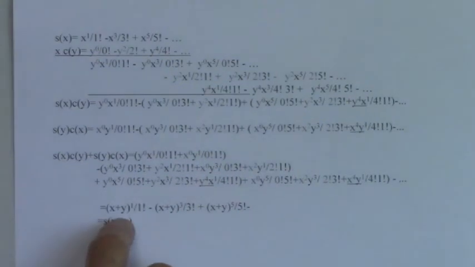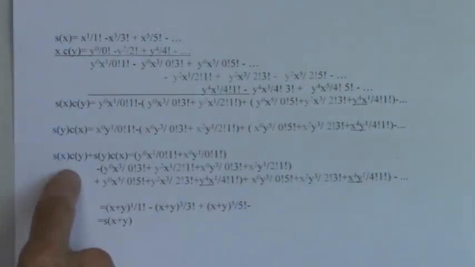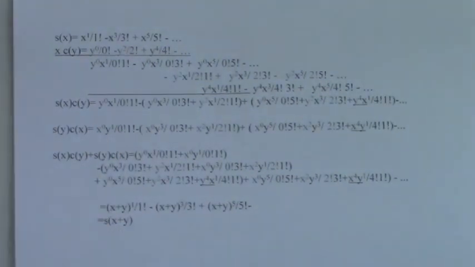And once we look at that, we see that that's the same as the sine function, instead of having x, wherever we have x plus y. So we've now proved that the sine of x times the cosine of y plus the sine of y times the cosine of x is equal to the sine of x plus y.